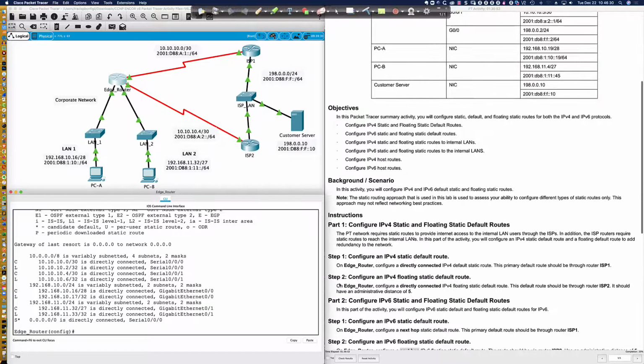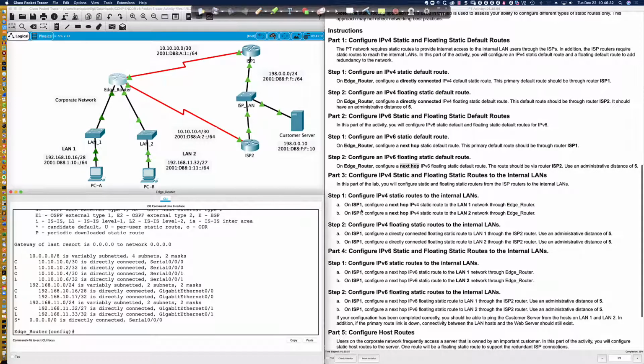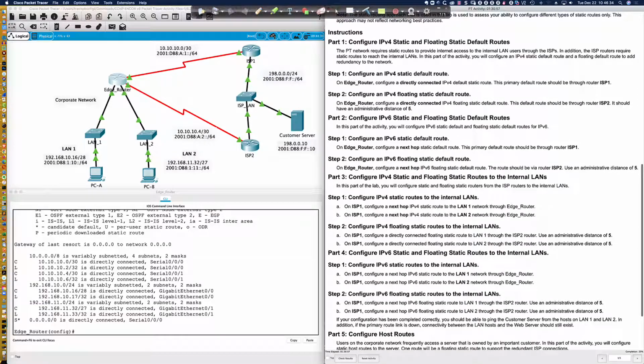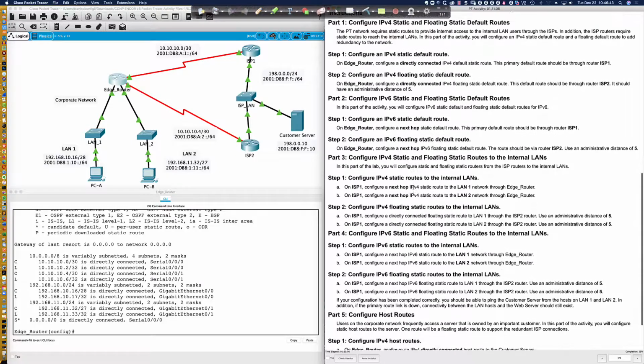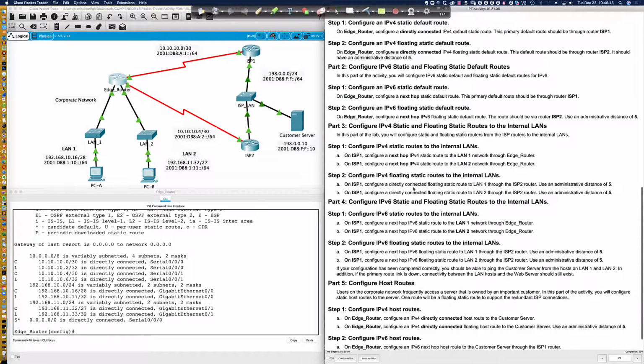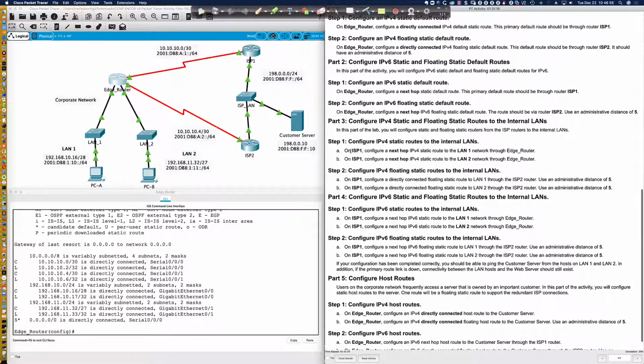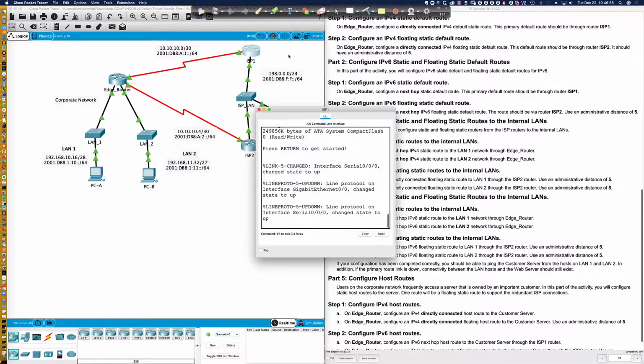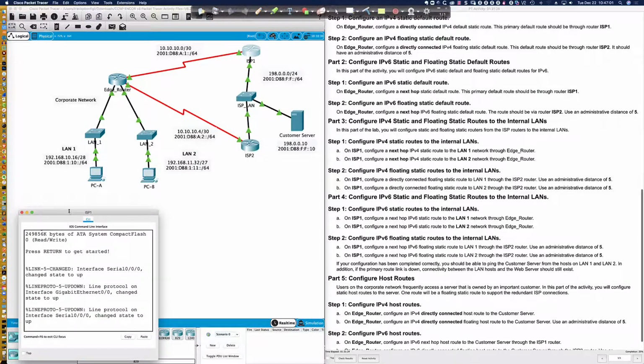So let's cruise down, and now let's take a look at the next ask here, part 3. Configure IPv4 static and floating static routes to the internal LANs. So in this part of the lab, we're going to configure static and floating statics from the ISP routers to the internal LANs, which are these LANs over here. And so step 1 of part 3 on ISP1, and let's bring ISP1 up here.